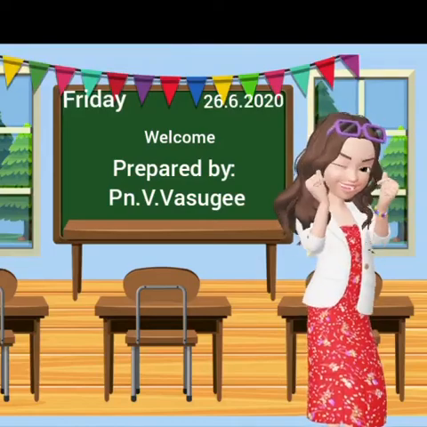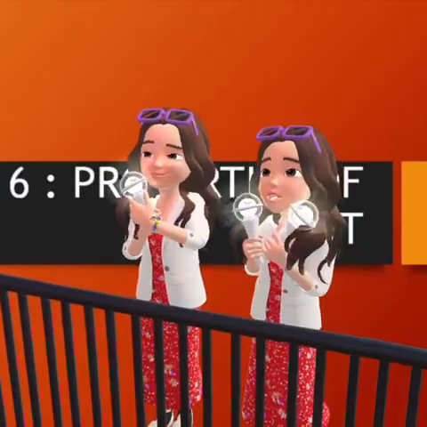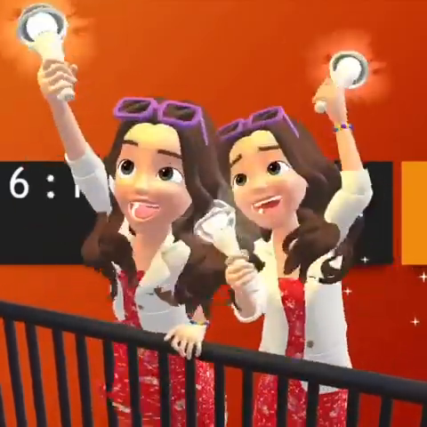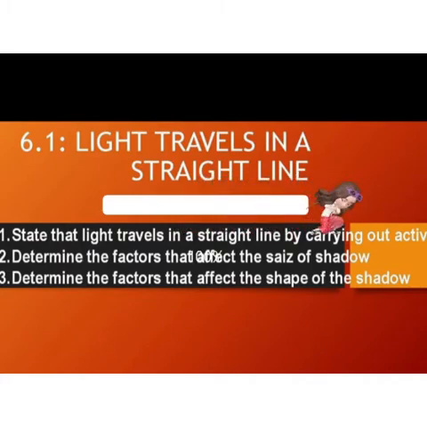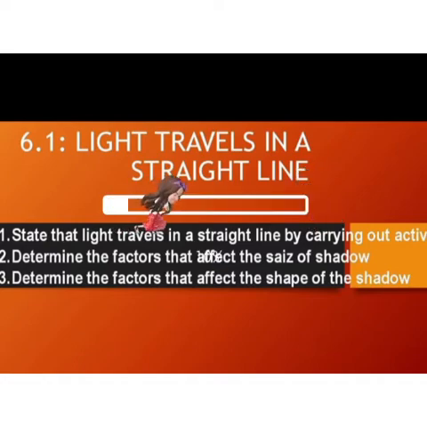Hi students, welcome. Today we're going to learn about the properties of light. In this topic we're going to learn that light travels in a straight line. Light can be reflected and light can be refracted.